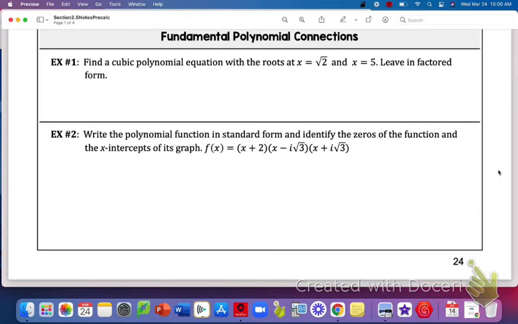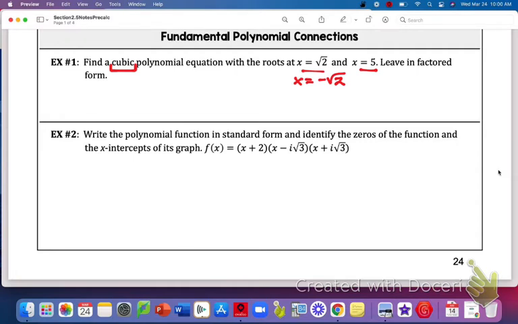So here in example 1, it says, find a cubic polynomial equation with the roots of x equals the square root of 2 and x equals 5. So we know that it needs to be cubic, which means that I should have 3 linear factors, but I only have 2 zeros. But that's okay, because if x equals the square root of 2 is a zero, then its conjugate of negative square root of 2 would also be a zero.